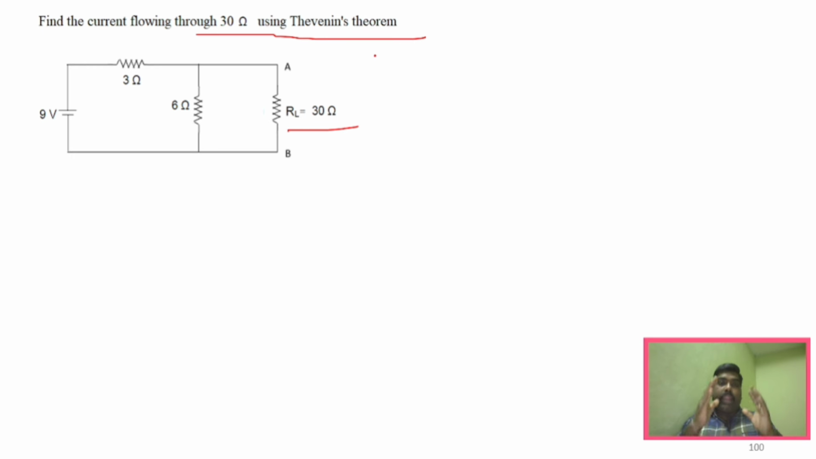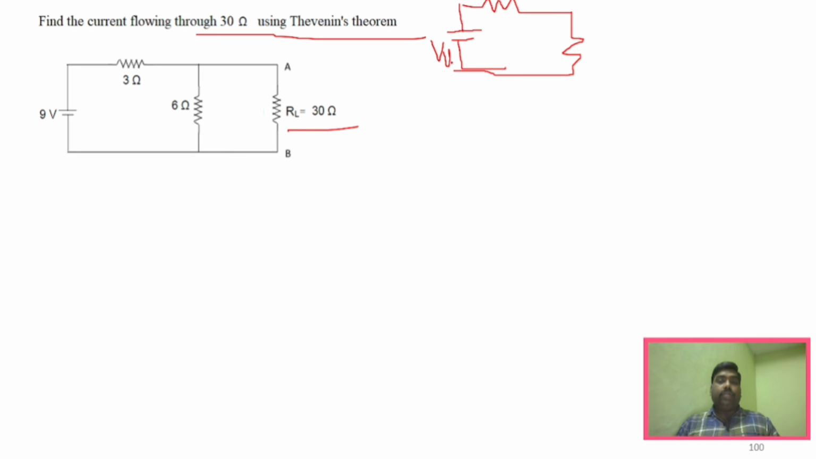First, I'll just explain the steps, how we have to solve, and then I will show how I have solved this problem. So very first step, you have to draw the Thevenin equivalent circuit. What is the Thevenin equivalent circuit? You will have a voltage source followed by a series resistance, and then you have the load resistance. So this is the equivalent circuit.